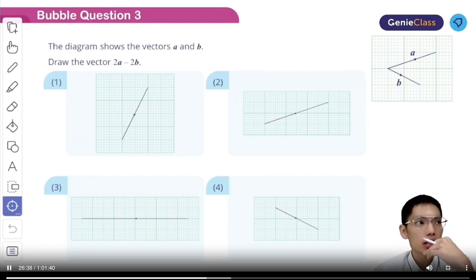Okay, I'll go through this. For this one, again, it goes by elimination, so it's a little bit hard to see, so don't worry about it. There are different representations of 2a minus 2b. I will explain this accordingly.